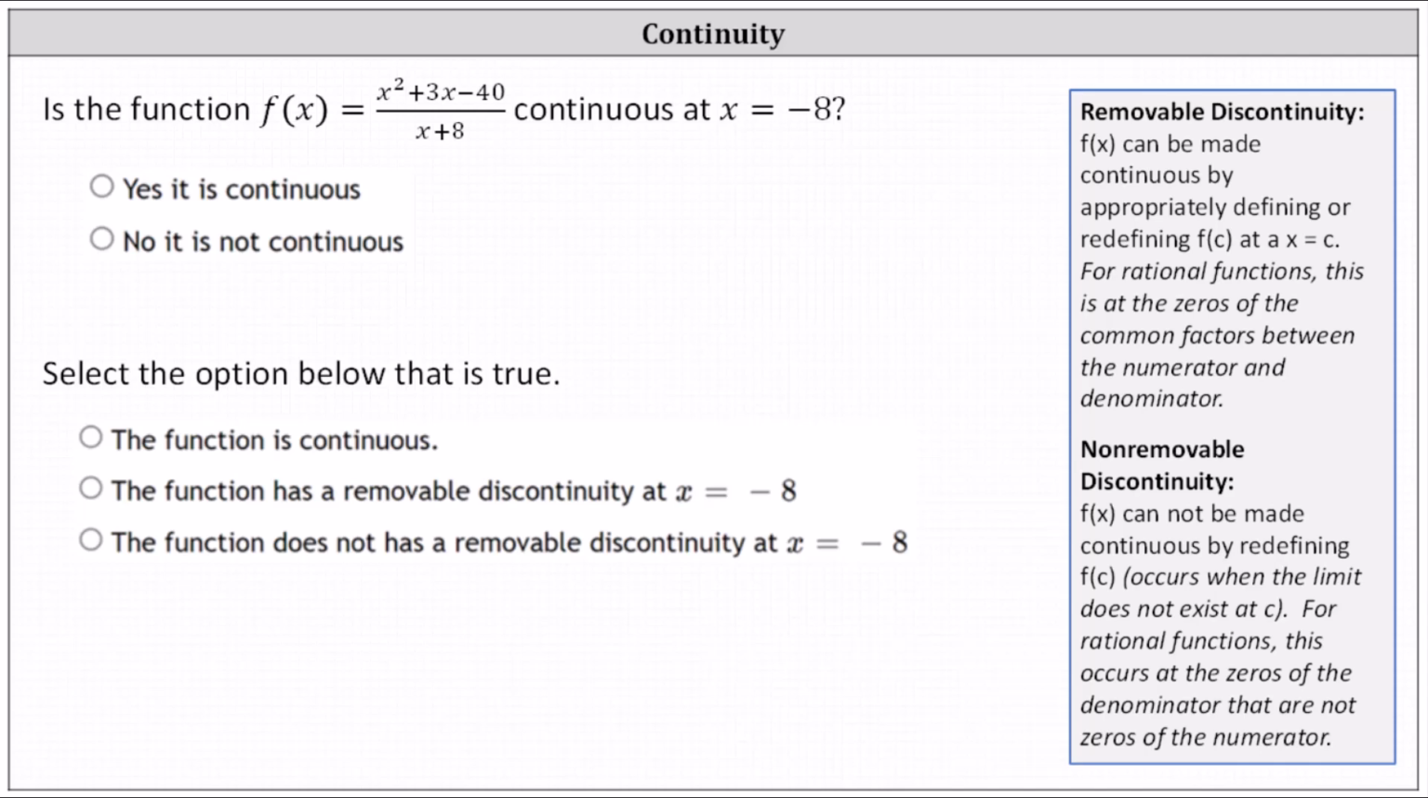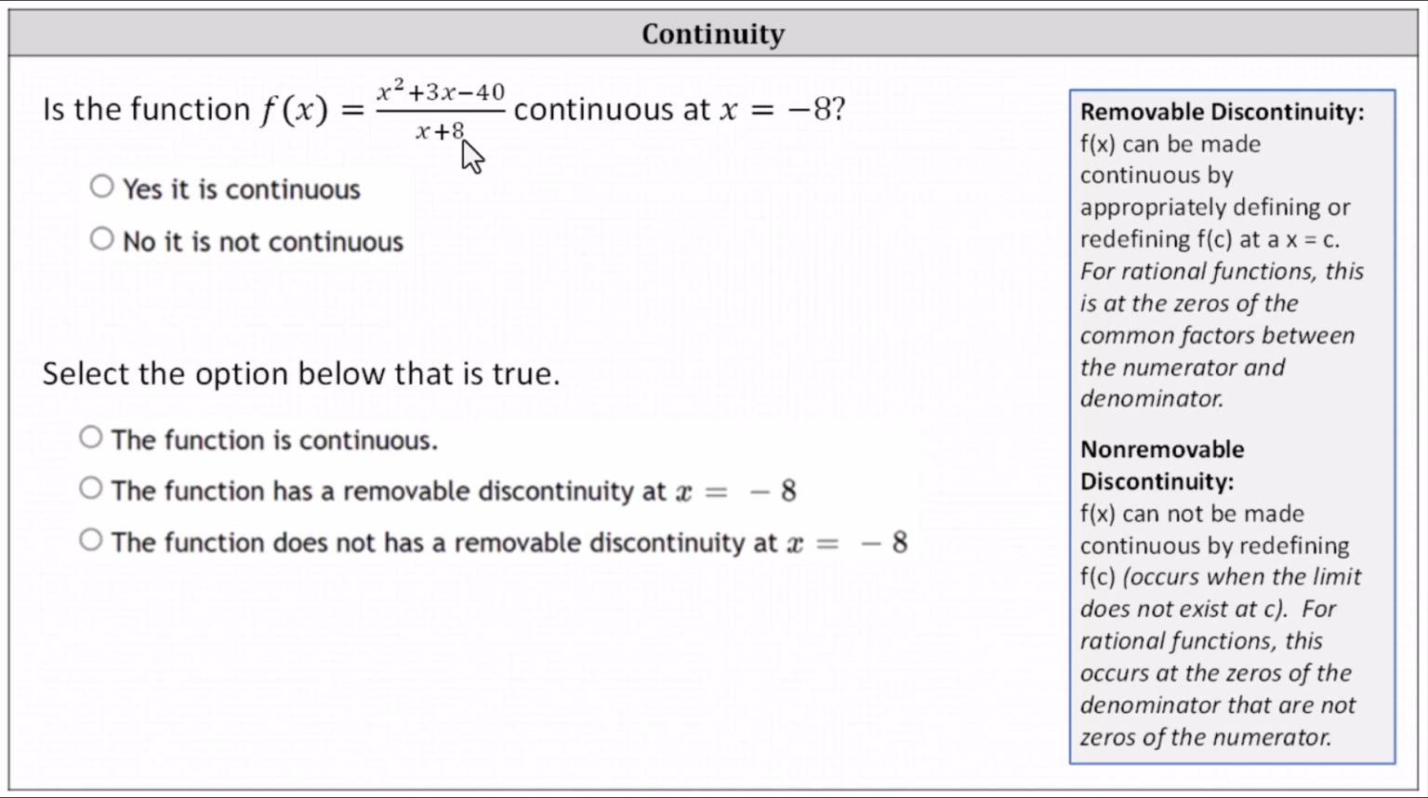Is the rational function f of x equals the quantity x squared plus 3x minus 40 divided by the quantity x plus 8 continuous at x equals negative 8? Notice if we try to determine f of negative 8, in the denominator we have negative 8 plus 8, which is 0, and division by 0 is undefined, which means f of x has a discontinuity at x equals negative 8, and therefore is not always continuous.